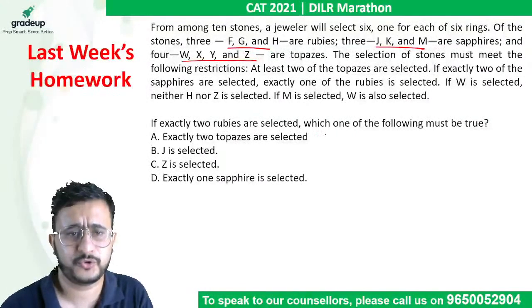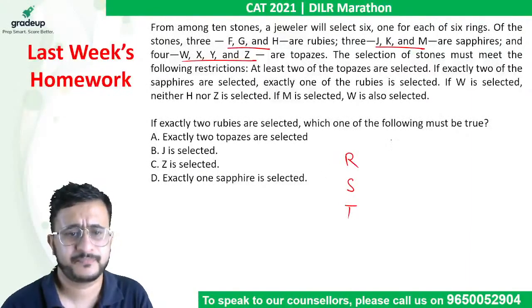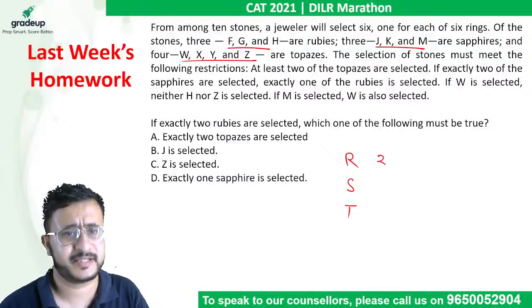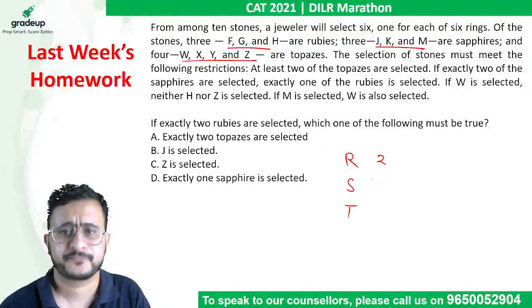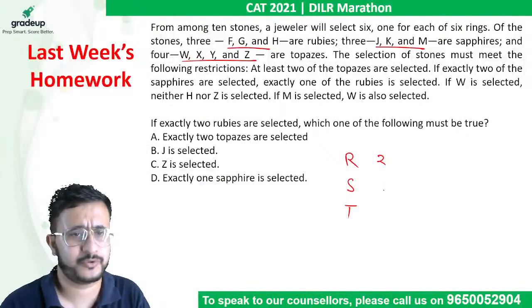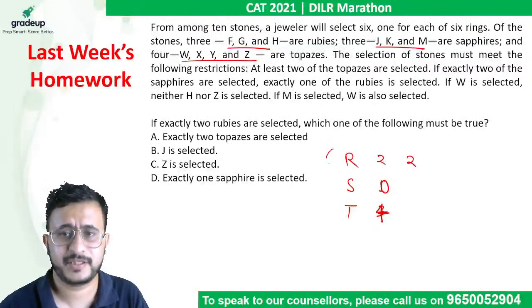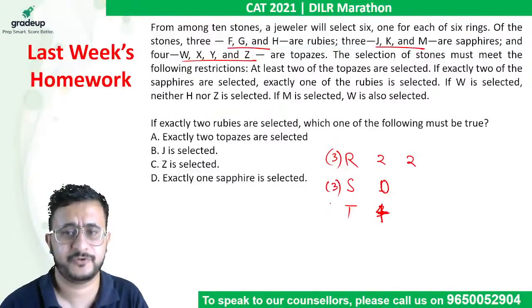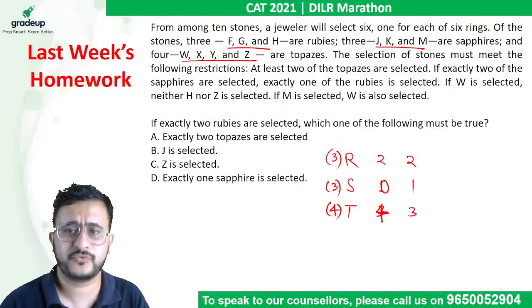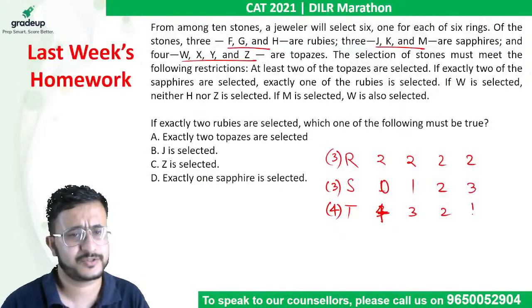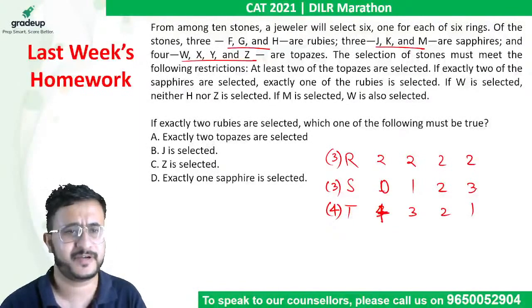We are given that 2 rubies are selected. So we have to select rubies, sapphires, and topaz. If you select 2 rubies, you have to select 4 more stones. So it could be 1 3, or 2, or 0 4 also, because there are 4 topaz available. So you have 3 rubies, 3 sapphires, and 4 topaz. It could be 204, 213, 222, or 231. These are the possibilities. You cannot select 4 sapphires, of course.